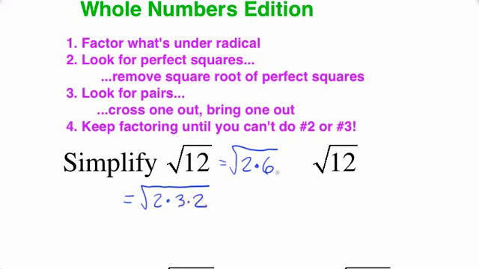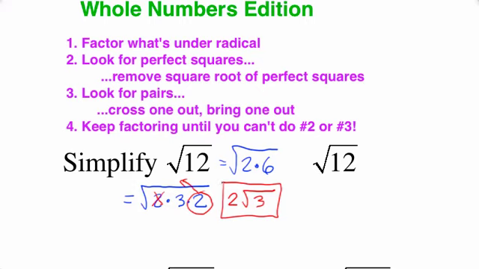So if we factor 2 times 6 further, we can say 2 times 2 times 3 or 2 times 3 times 2. The order doesn't matter. And again, going back to our instructions, we're going to look for a pair. And I see a pair of 2s. What we're supposed to do is cross one out and bring one out. I like to do a little circle with a little arrow. So now 2 is in front of the radical. If you take a look, what's left behind? A 3 is left behind. So our final answer is 2 root 3.